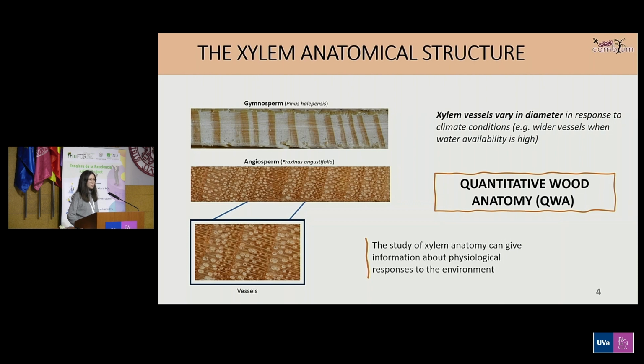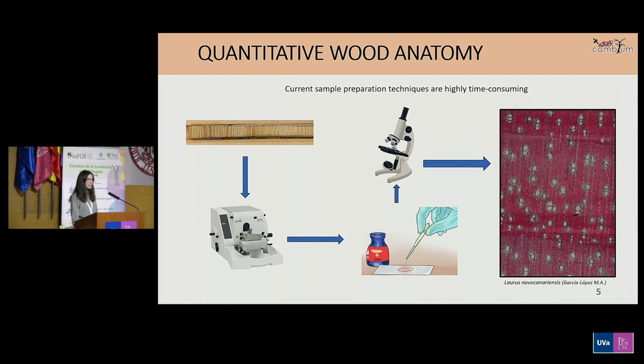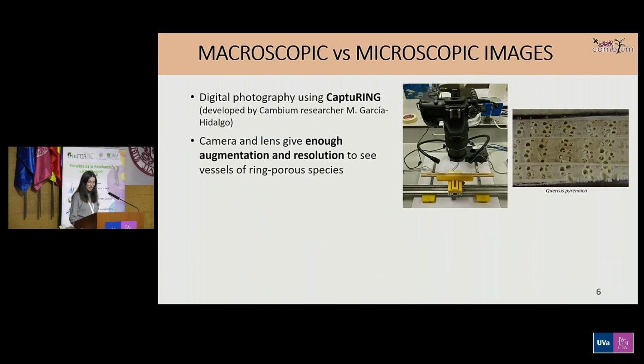However, quantitative wood anatomy requires expertise and time. The sample preparation techniques are highly time-consuming, and they start with a core sample of a tree, which has to be thinly sliced using a microtome, and then these slices are stained and dehydrated to be seen under a microscope, which has a camera mounted onto it. This camera can take pictures of the xylem tissue, as we can see here. To avoid this highly time-consuming process, we have proposed an alternative mechanism that doesn't require microscopy, but just uses digital photography.